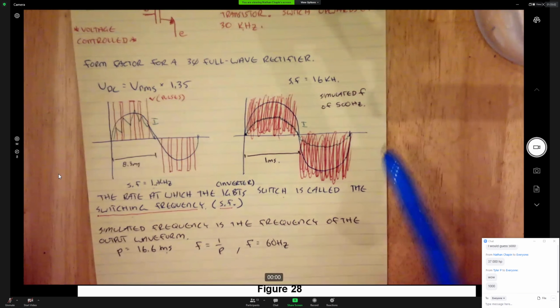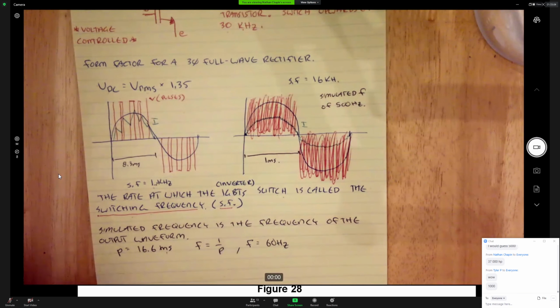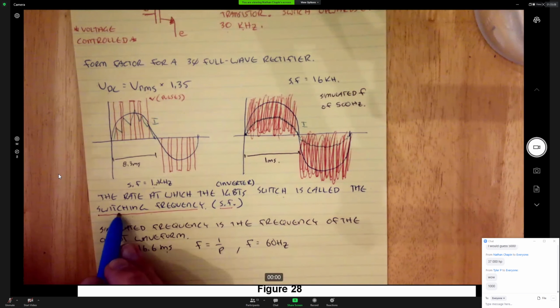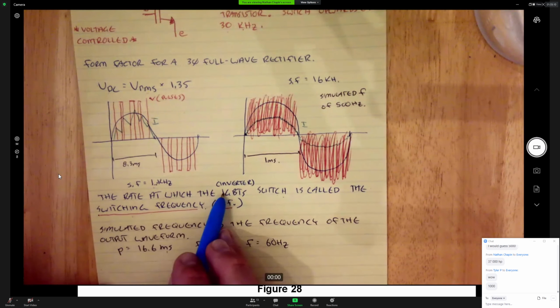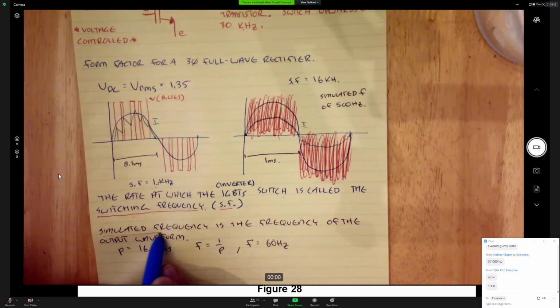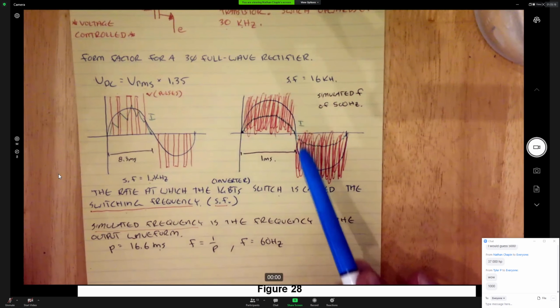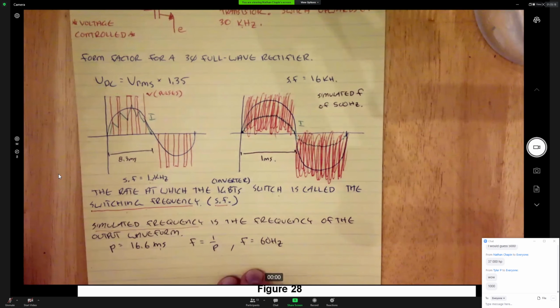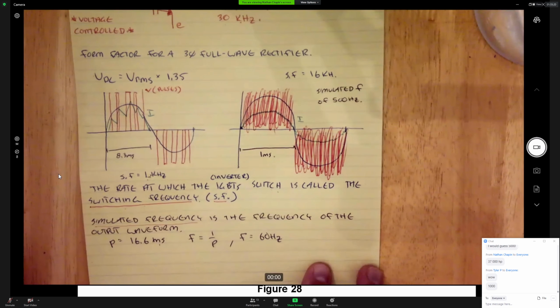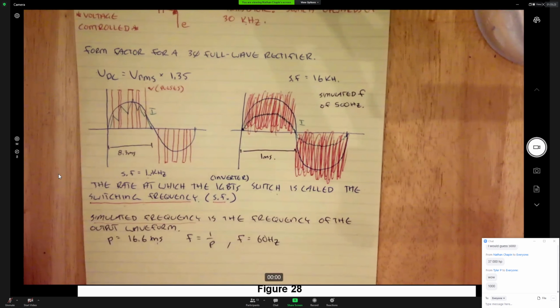So there's 2 different frequencies happening, and this is something that people get mixed up all the time. There's the switching frequency, which involves the IGBTs, and the simulated frequency, which is based on the time it takes to complete 1 full cycle.